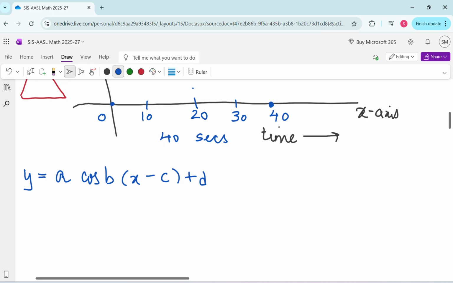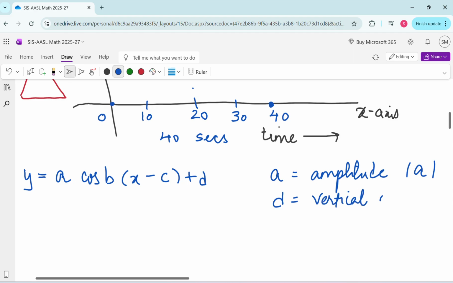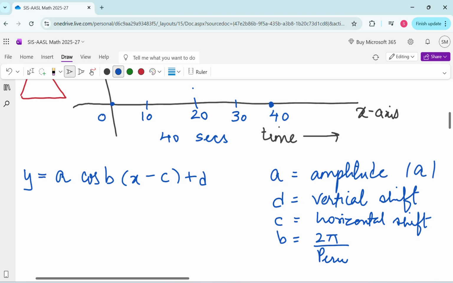Now here different parameters have different meanings. A stands for the amplitude, which is always positive, so the value will be mod A. D is the vertical shift or the translation or the midline, or the principal axis. C is the horizontal translation or horizontal shift, if there is any, we record it. And B is the value of 2 pi upon period.